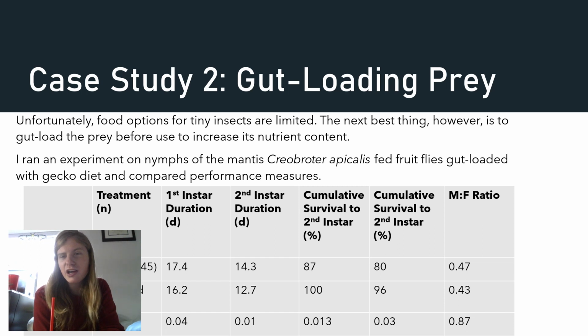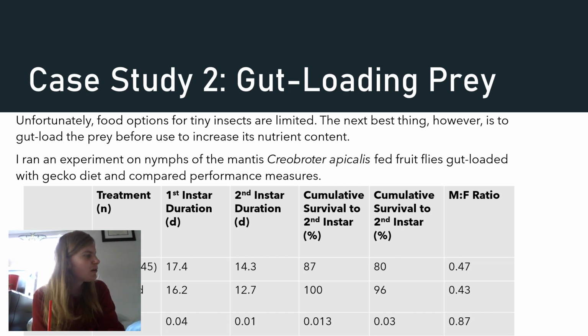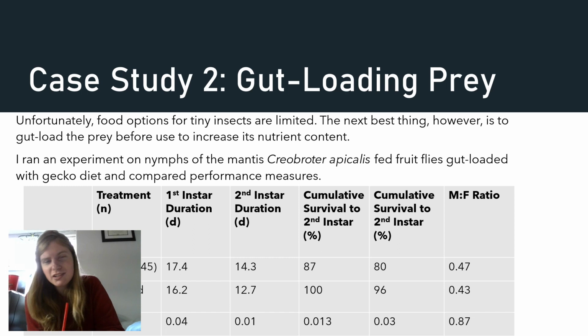Oh, I gotta fix that. I have a typo in my table. It's the second cumulative survival, the second instar is supposed to be cumulative survival to third instar. And then the male-to-female ratio, just to rule out the possibility that there was differential survival among the sexes.